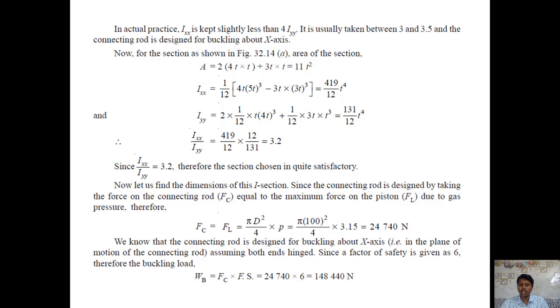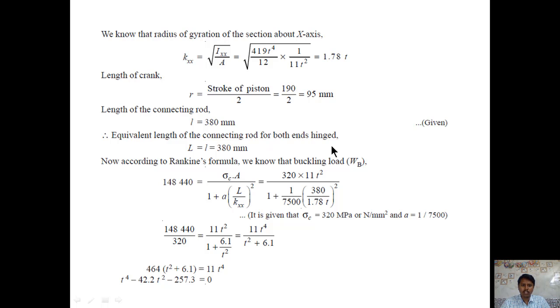So, we get 148,440 Newton. We know now the radius of gyration, because Rankine's formula is Wb equal to sigma c A by 1 plus a L by Kxx square. We know Wb now, sigma c is given in the question as a constant and a also given in the question as a constant, and the area we have already calculated for the I section, that is 11t square, and the equivalent length is also given in the question. Now, Kxx, the radius of gyration, we have to calculate.